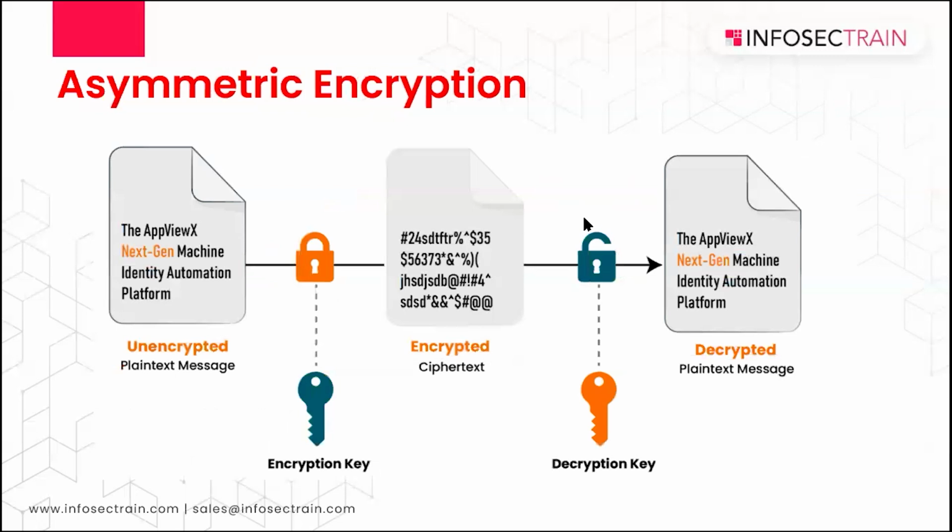Then on the other hand, we have something called asymmetric encryption. When it comes to asymmetric encryption, two different keys are involved, and this is more secure as compared to symmetric encryption. In asymmetric encryption, you have the encryption key, also called the public key, and the decryption key, also called the private key. The public key is used to convert your plain text to the ciphertext, and then the private key is used to convert the ciphertext back to the plain text. So this is what we have in asymmetric encryption.